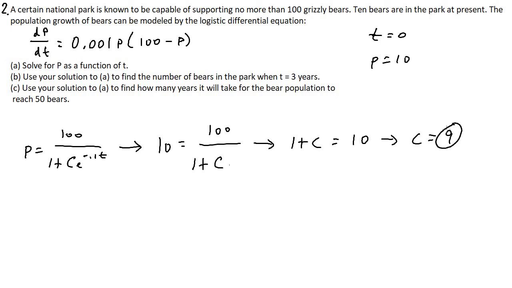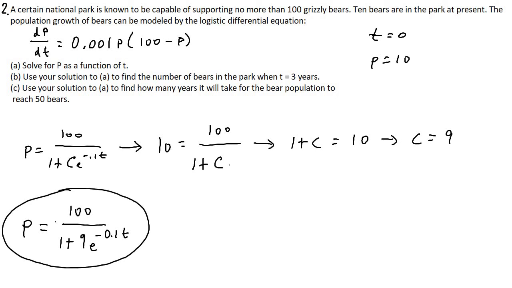So that is the c value that I'm going to plug into the population growth equation, or the logistic equation. So we'll get p equals 100 over 1 plus 9, which is the c value, times e to the negative 0.1 t. And so that is the formula of p as a function of t.